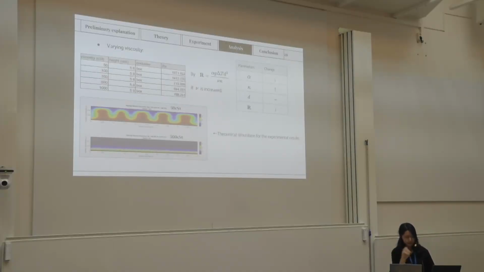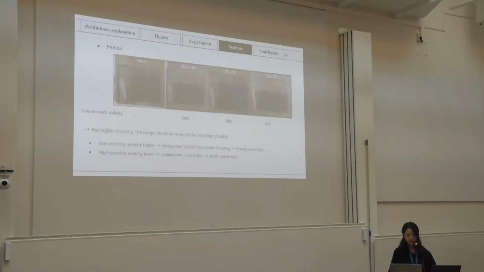So from the simulation, we observe convection rolls in the 50 centi-Stokes case, but not in the 500 centi-Stokes case. This suggests that the Rayleigh number did not exceed the critical value when viscosity is 500 centi-Stokes, indicating that the fluid remains stable and only uniform conduction occurs. We also see in our experimental results that a higher viscosity requires a longer time to reach stability, and no patterns are observed in the 500 centi-Stokes case.